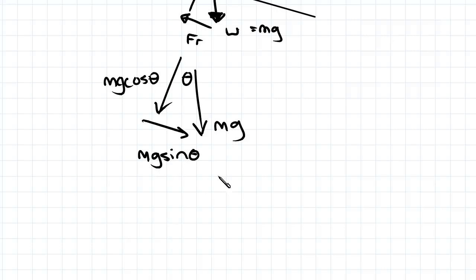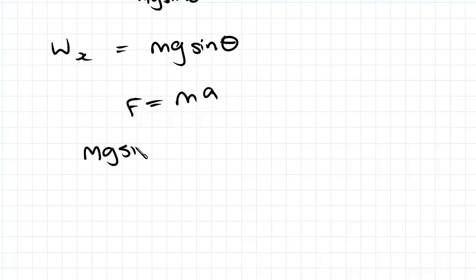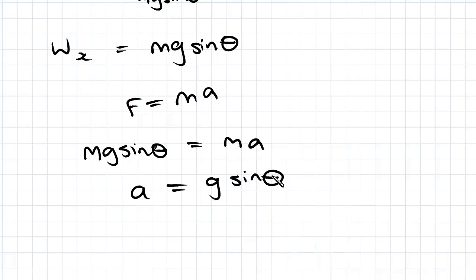So we've got our weight component down the slope, which is what we need. Weight, I'm going to call that x equals mg sine theta. So that's the force that we need. We're going to be using Newton's second law, which is F equals ma. So our net force is down the slope with the value of mg sine theta, which is our Wx. So mg sine theta equals ma. So our acceleration is g sine theta.